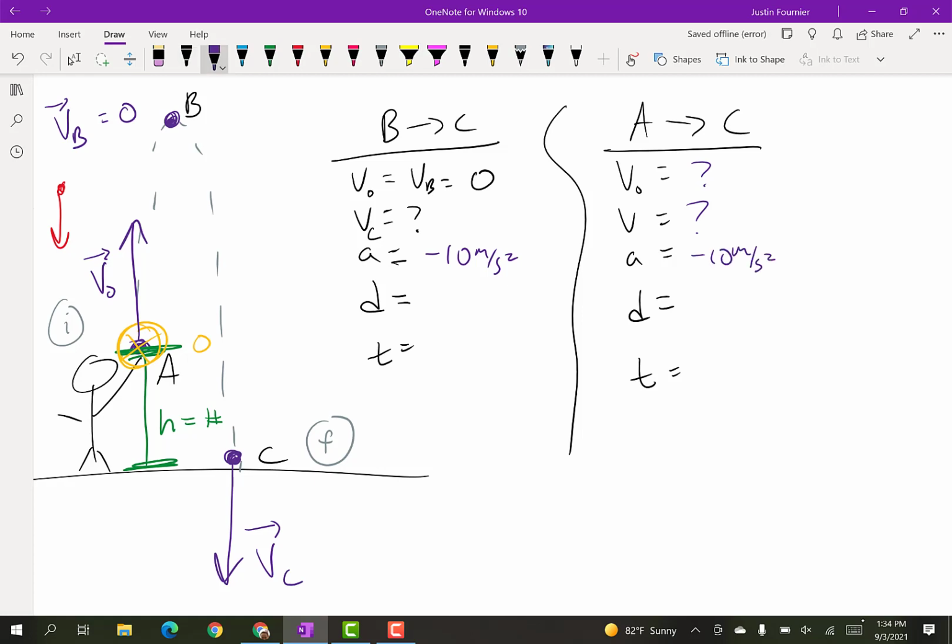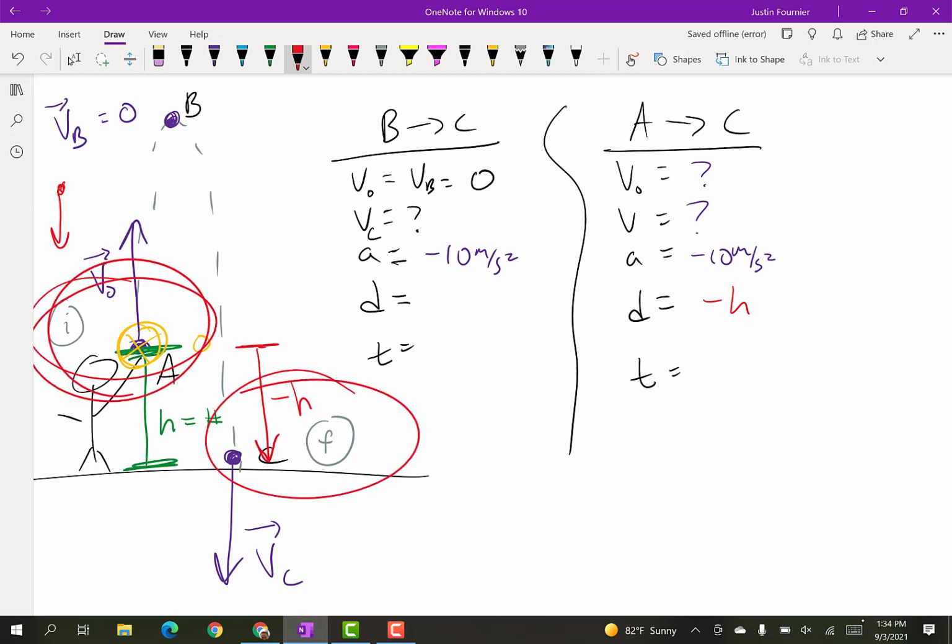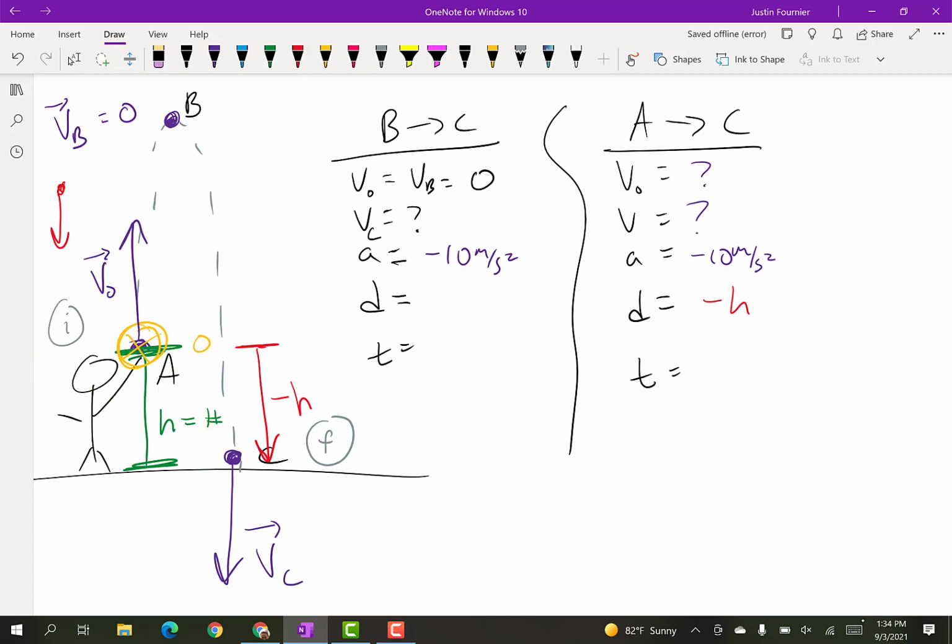Do I know the displacement? You went from here. It'd be negative whatever your height is. It'd be negative your height, yeah. All right. Do I know how long it happened for? Yes, I do. Right? You measured the time that it was in the air. That's from this initial moment to this final moment just before it hit the ground. So you do know the time as well.